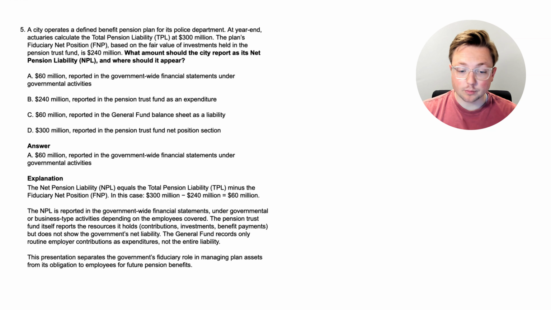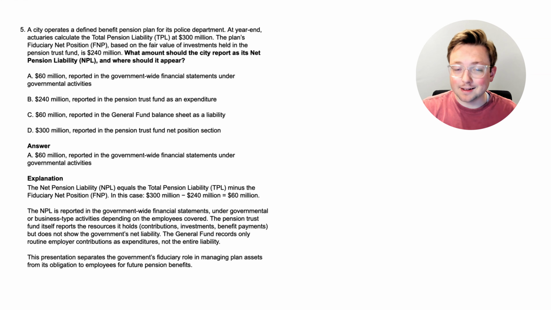And this is important because this presentation separates the government's fiduciary role in managing plan assets from its obligation to employees for future pension benefits. So we're learning that they have to have this separation in the presentation. We learned how to calculate the net pension liability, and we learned where the fiduciary net position comes from. It comes from the pension trust fund. And so you use that amount from the pension trust fund to calculate the net pension liability, and you put that in the government-wide financial statements. Again, it's under the governmental activities. Now, with that, we've learned quite a bit about the different fiduciary funds and some basic concepts for them.